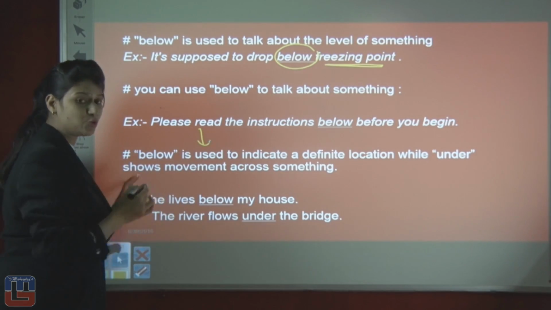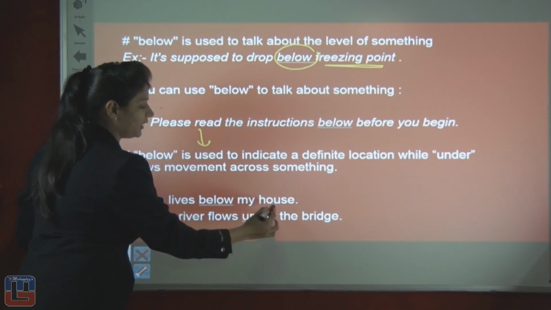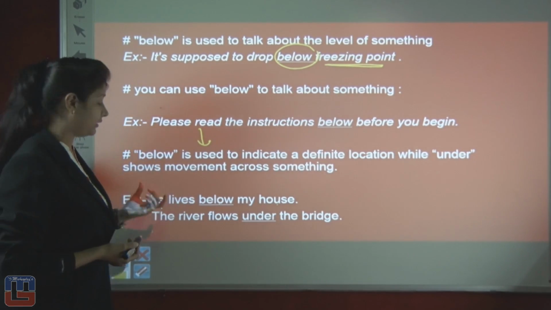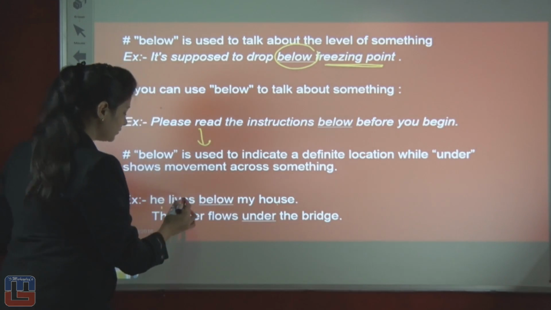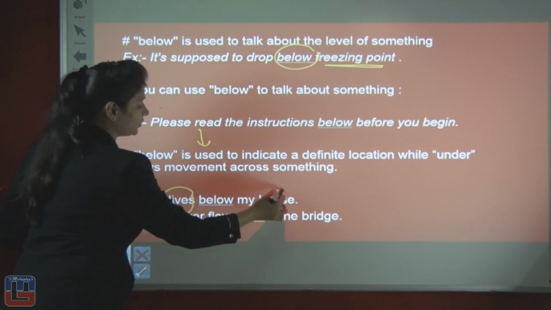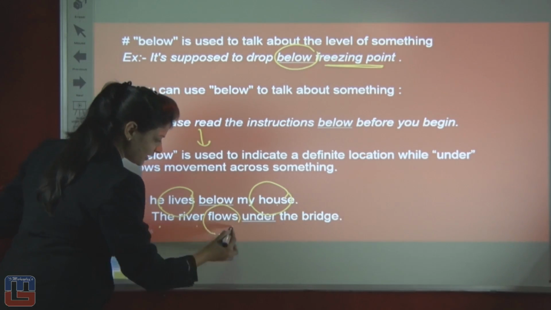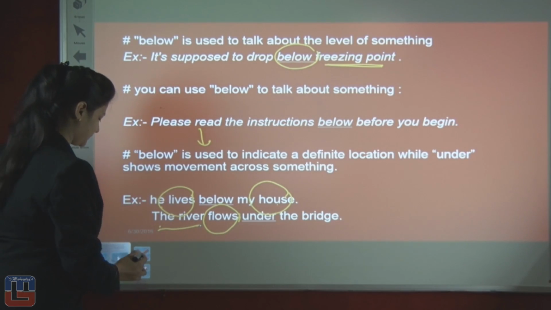When you are talking about two things which are stagnated or in a static condition, he lives below my house. While if one thing is moving across another one, then you can say the river flows under the bridge. Over here, he lives is a static action, my house is another static noun. But when we are talking about the river flows, that shows that the river flows across the bridge, under it.